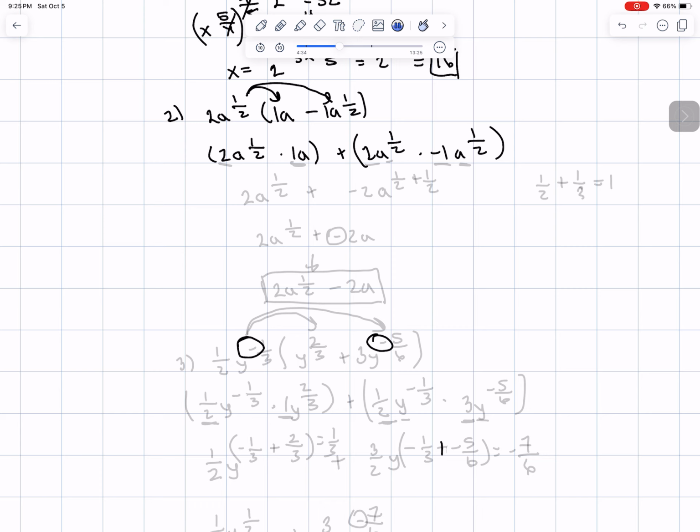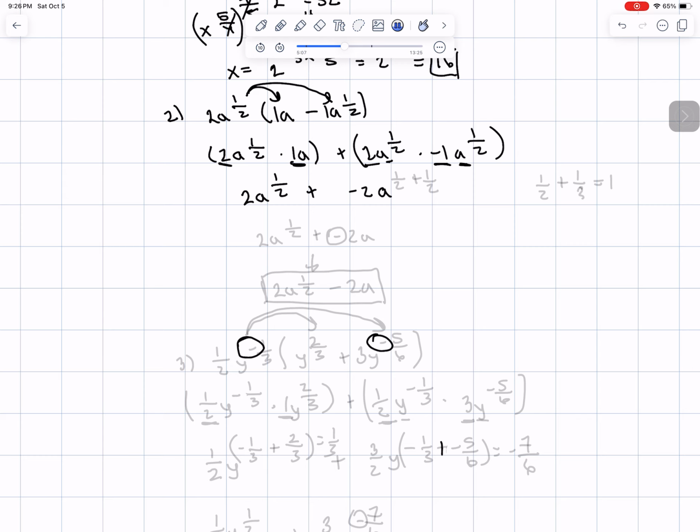So now what do I do? Let's do the first one. 2 times 1 is going to give me 2. We have the same a, so this is going to be 2a to the 1/2. That's going to stay the same. Plus, what about 2 times negative 1? That's going to give me negative 2. The a is going to stay the same because they both have a.